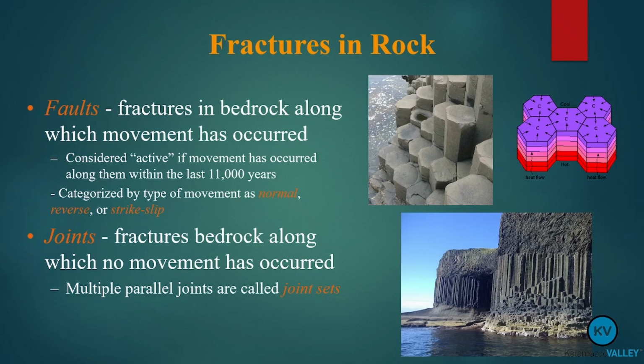There are two main types of fractures in rock. Fractures are just any kind of breakage that is permanent. So this is the result of that brittle behavior. It's reached its maximum stress capacity. And those two types are faults and joints.